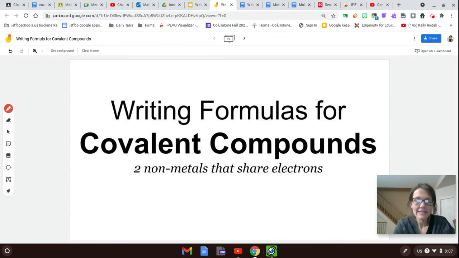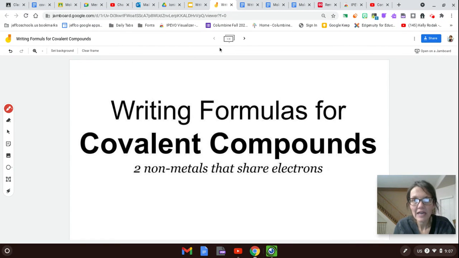All right, last thing that we need to learn in our bonding unit is how we handle formulas for writing covalent compounds. It's very, very easy to do, as you will see, so we don't have to spend very much time on it. I think you will be pleasantly surprised by how simple it is. Remember that covalent compounds are made up of two nonmetals, and what they're doing is sharing electrons.